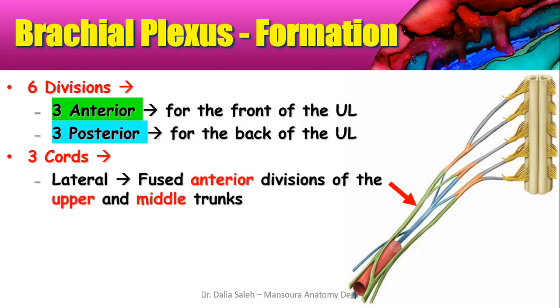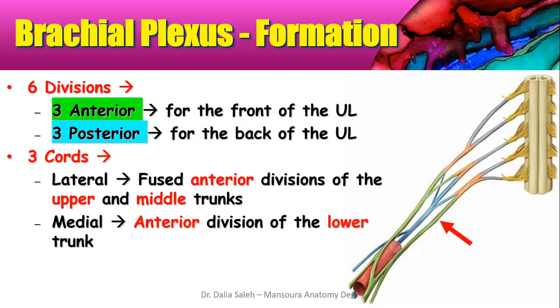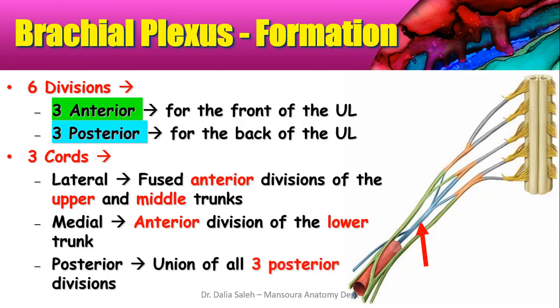We have the lateral cord made by the fusion of the anterior divisions of both the upper and middle trunks. We have a medial cord made by the anterior division of the lower trunk, and a posterior cord made by the union of all the 3 posterior divisions.